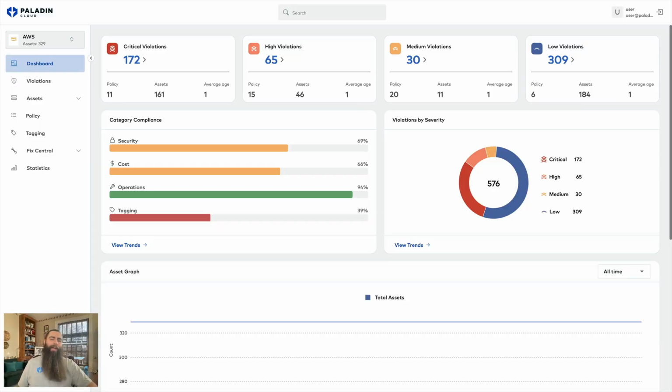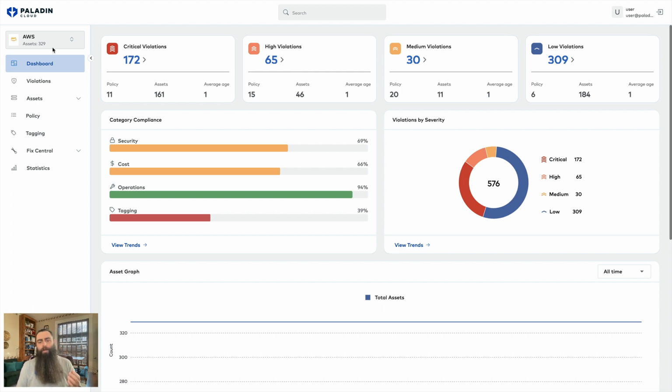Welcome to the Paladin Cloud dashboard, the way to find blind spots in your security. This dashboard is a window into an organization's cloud resources. Those resources, also called assets, are scoped by an asset group. All the results we see here are scoped to our asset group, shown in the top left. For today's example, we're using the AWS group containing 329 assets.